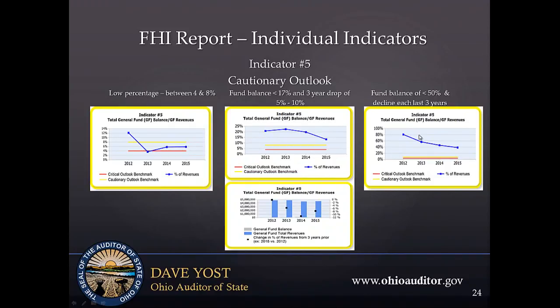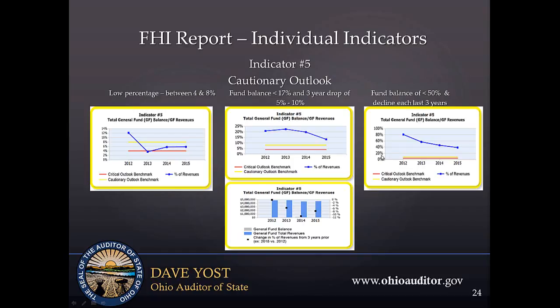For the cautionary outlook, we have a demonstration of the different ways you can meet this outlook. The first is a low percentage, between 4 and 8%. So you see that the line for the current year, the blue, is falling between the red and yellow lines. If the fund balance is less than 17% and there's a 3-year drop of 5 to 10%, it can be visually determined by looking at this chart showing you first the percentage, which is about 15% for this entity, and then the drop, which again here is about 8%.